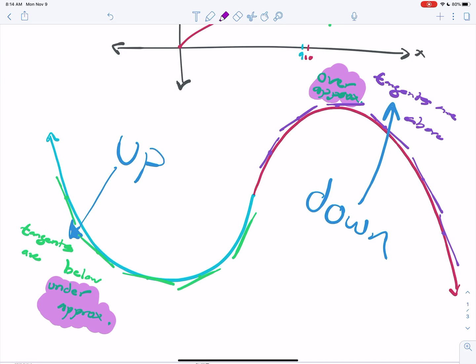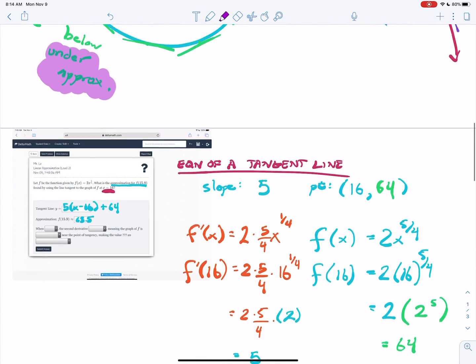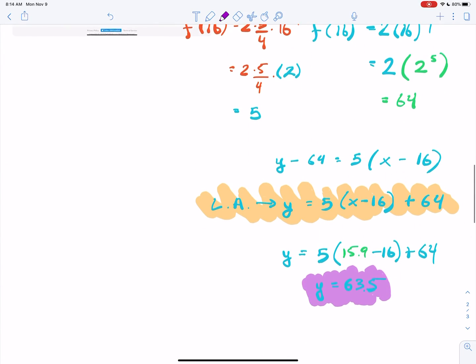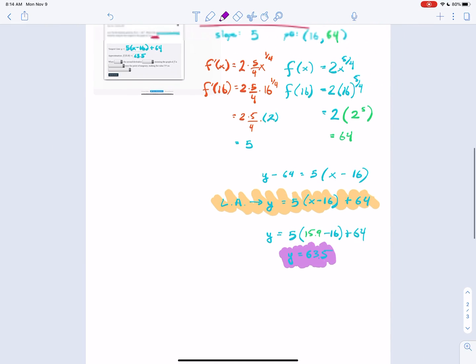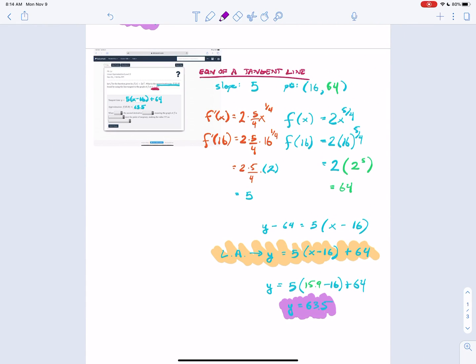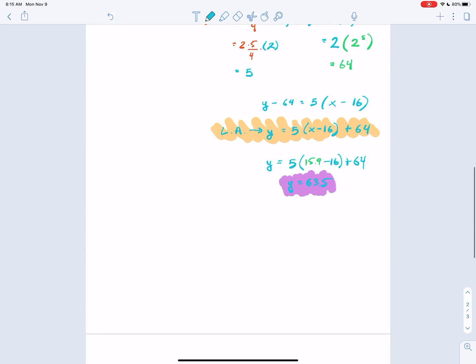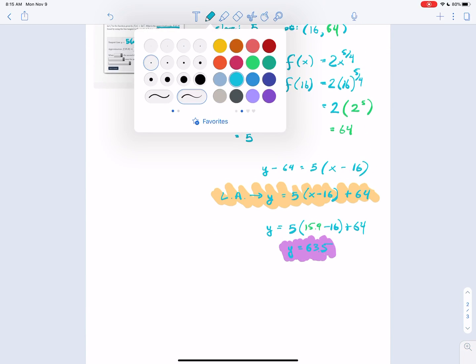Whether it's over or under approximation depends on the concavity of your function. So we have to get a little bit more information here. We have to know what the concavity is at this point. So how do we talk about concavity? We have to get to the second derivative. Second derivative tells us everything about concavity and points of inflection, right? Okay, so here's what we do. We're going to get to our second derivative.